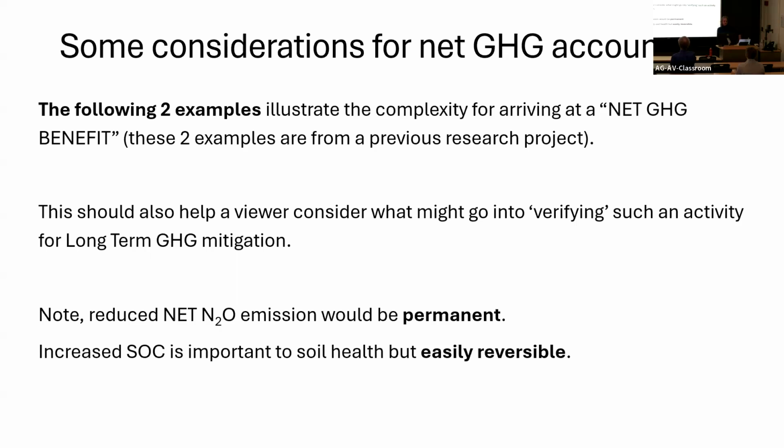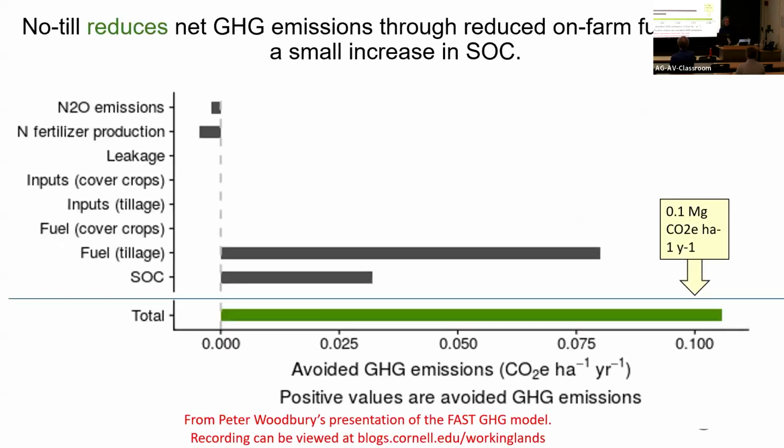And this should also help a viewer understand or consider what might go into verifying the validity of an activity for long-term greenhouse gas mitigation. Not in these next slides is an important detail, which is, remember when we reduce nitrous oxide, it is permanent. But if we increase soil organic carbon, it's easily reversible, right? So there's another whole element to what's happening in the next slide. So I highly recommend folks look at Peter and others' FAST GHG model, supported by Atkinson and others.